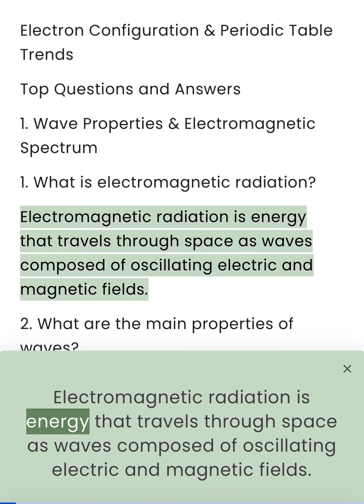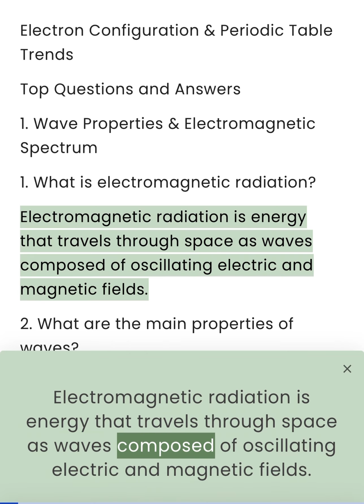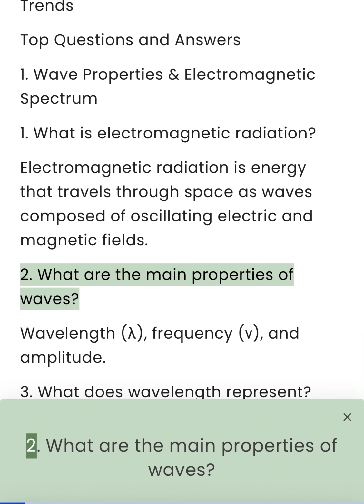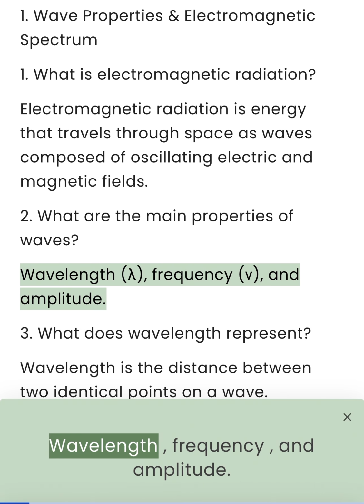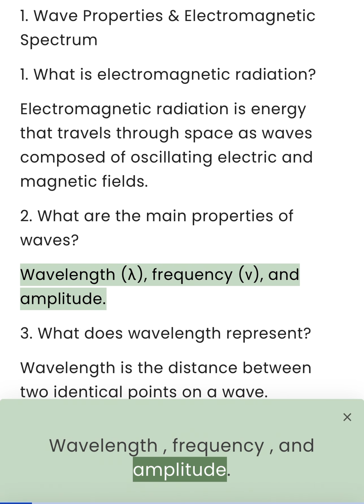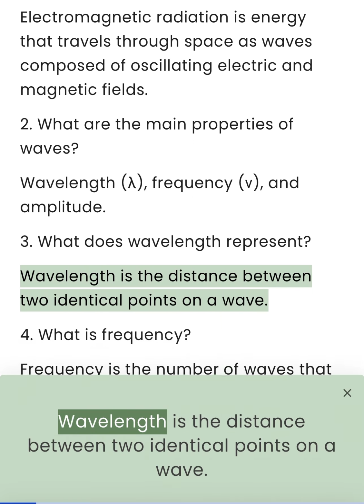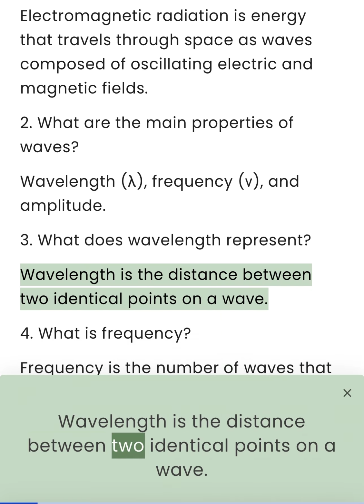Electromagnetic radiation is energy that travels through space as waves composed of oscillating electric and magnetic fields. 2. What are the main properties of waves? Wavelength, frequency, and amplitude. 3. What does wavelength represent? Wavelength is the distance between two identical points on a wave.